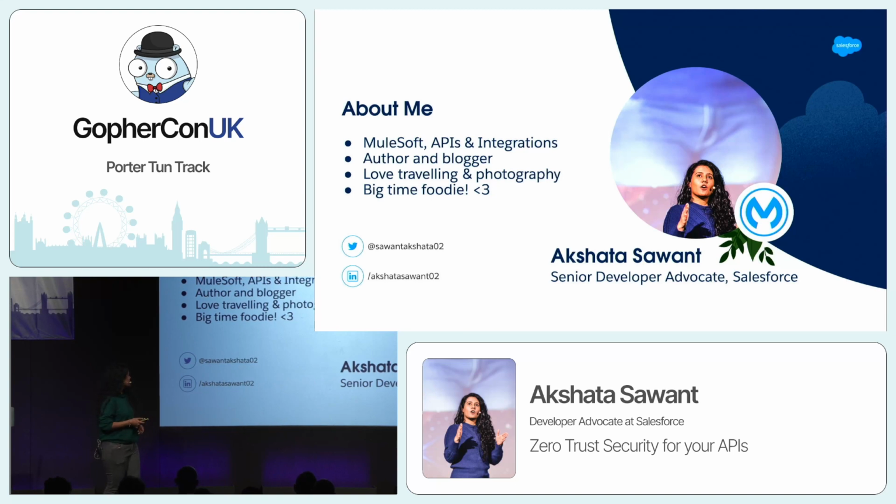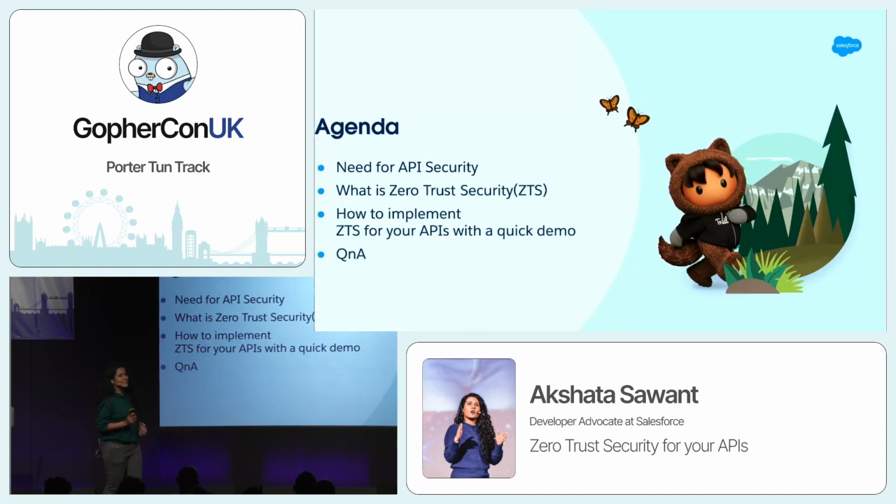The agenda. Today we are mainly going to learn about zero trust security for your APIs. How do we secure our APIs using zero trust security? No matter what APIs we are using, REST APIs, SOAP APIs, if you have built using Golang or any other languages, doesn't matter. Zero trust security is like a common base framework. And we'll also have a quick demo. And I have prayed to my demigods today.